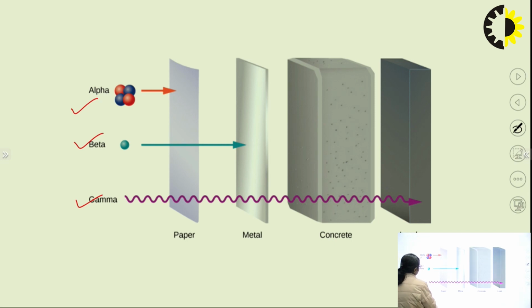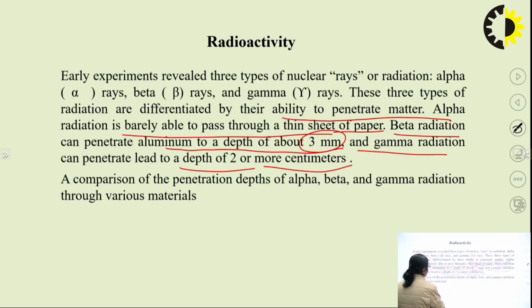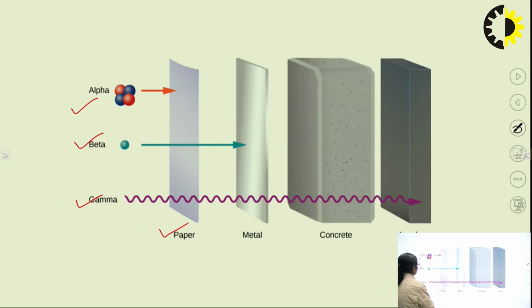So, what we can see over here is alpha radiation cannot penetrate the paper, right? Alpha radiation is barely able to pass through a thin sheet of paper, and the same thing is shown over here. This is the sheet of paper and the alpha radiation is not able to pass through this paper sheet. Then comes the beta radiation.